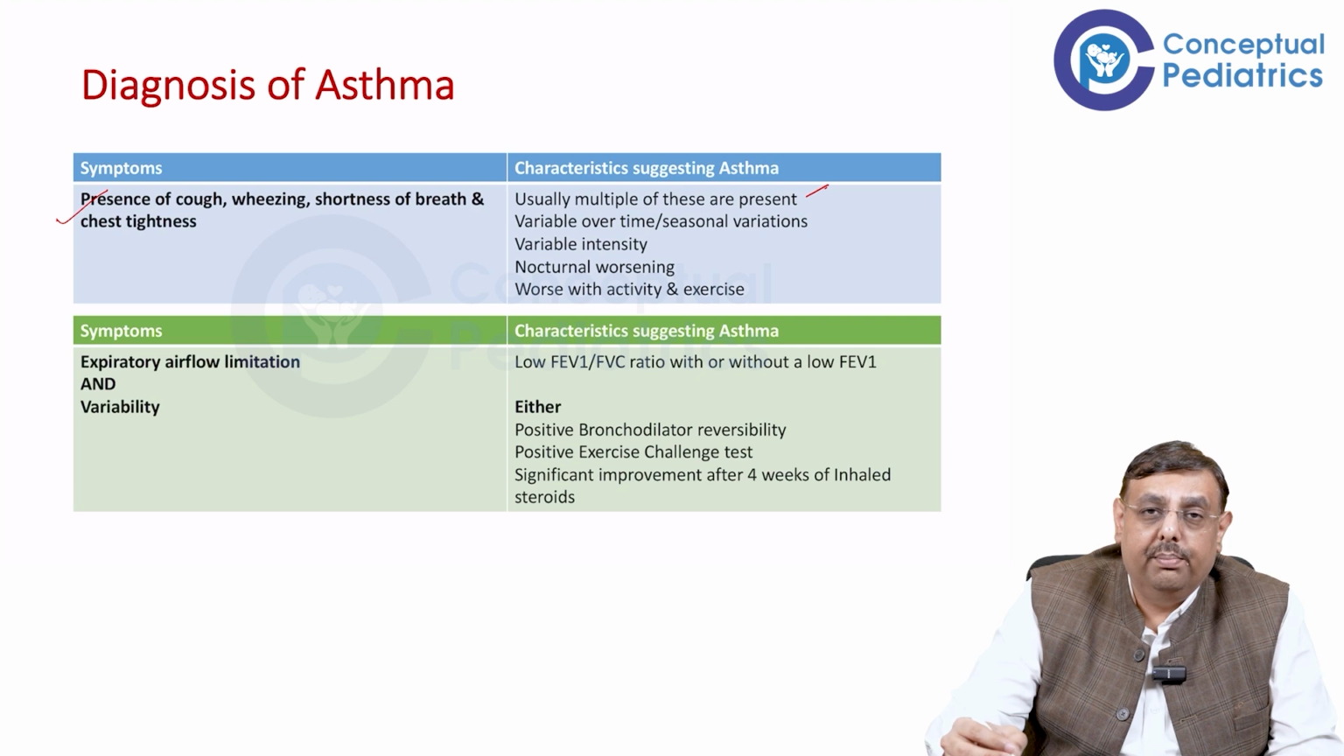So it might be better in January, worse in March, better in June, then worse in September and October. There would be seasonal variations. The intensity can be variable, which means last October was better, this year wasn't. You can have nocturnal worsening of symptoms, and you have worsening with activity and exercise, and that is a very typical symptom in asthma.